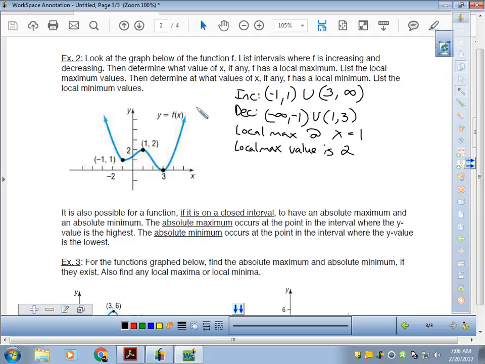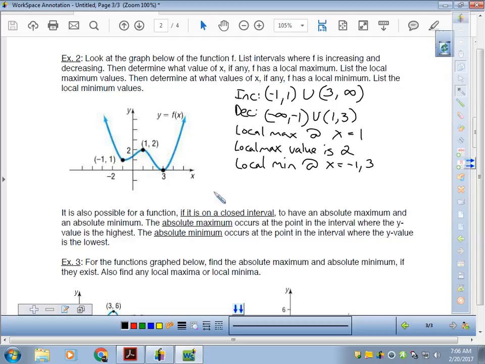All right. The next thing asks us to find what values of x f has a local minimum. So we'll say local min at, and we want to see what x values that would be. Remember, minimum means decreasing to increasing. So there's actually one right here and one right here. This one is going decreasing and then increasing, so that's a local min. This one right here, it's going decreasing and then increasing, so that's another local min. So we have a local min at x equals -1 and at x equals 3. Okay, so one here and one here.